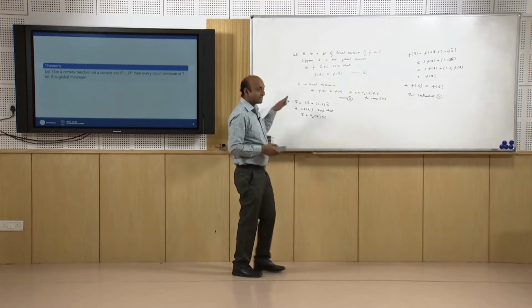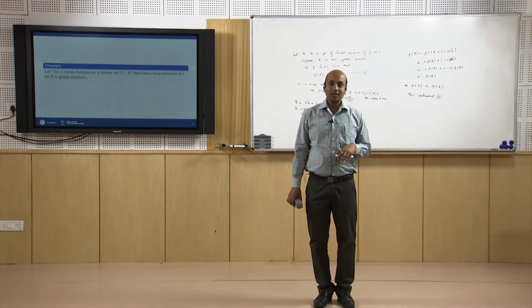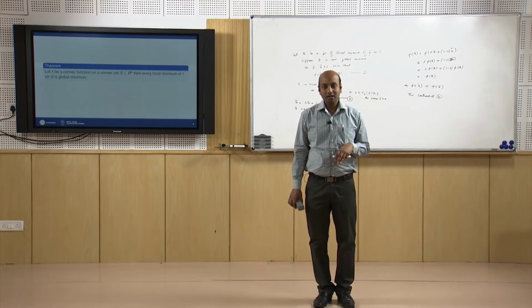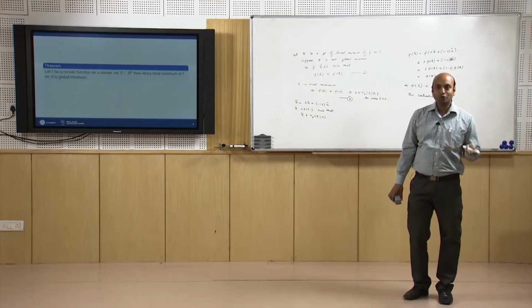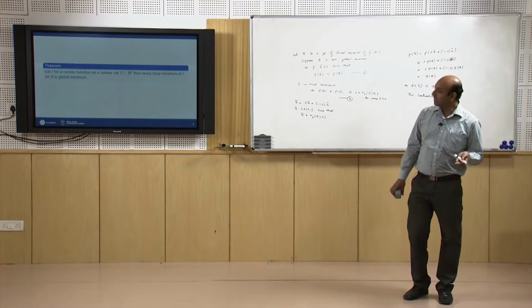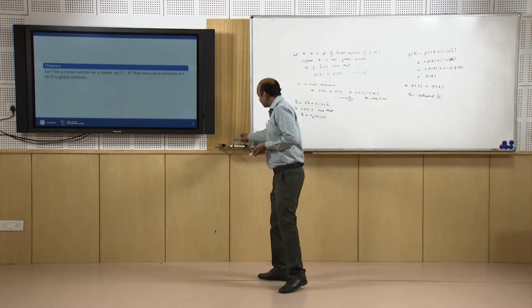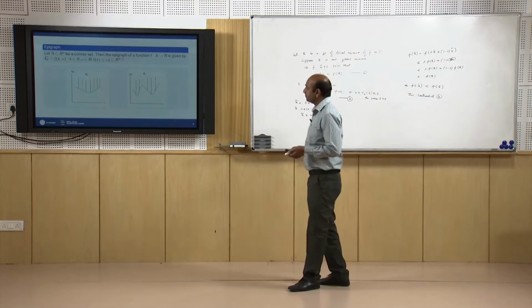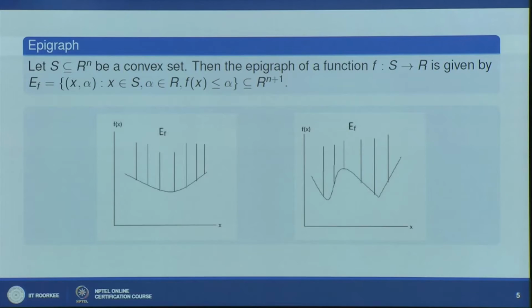So hence we can say that whenever we are solving any optimization problem where f is a minimizing type function and is convex, then if you find any local minimum of f, it will also be global. So this is a very peculiar property of convex functions. Now next is epigraph of a convex function. What is an epigraph? Let us see. So suppose S is a convex set, then the epigraph of function f is given by this definition. So what does it mean? Let us see.